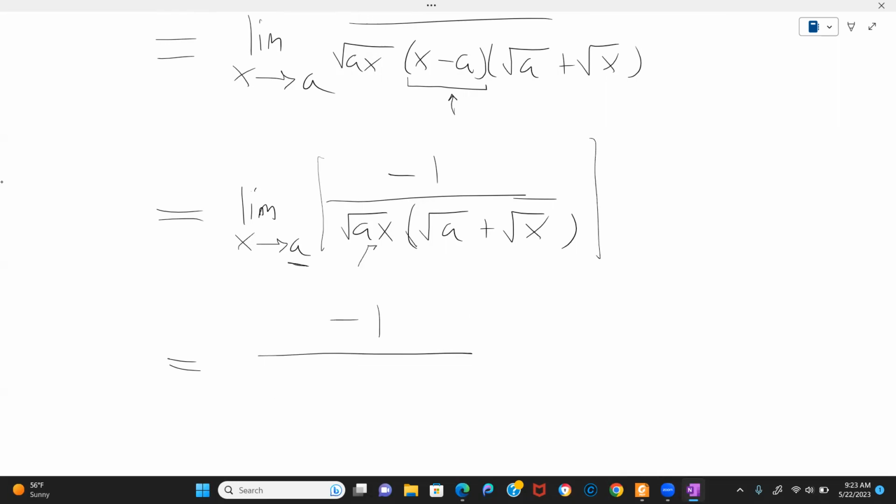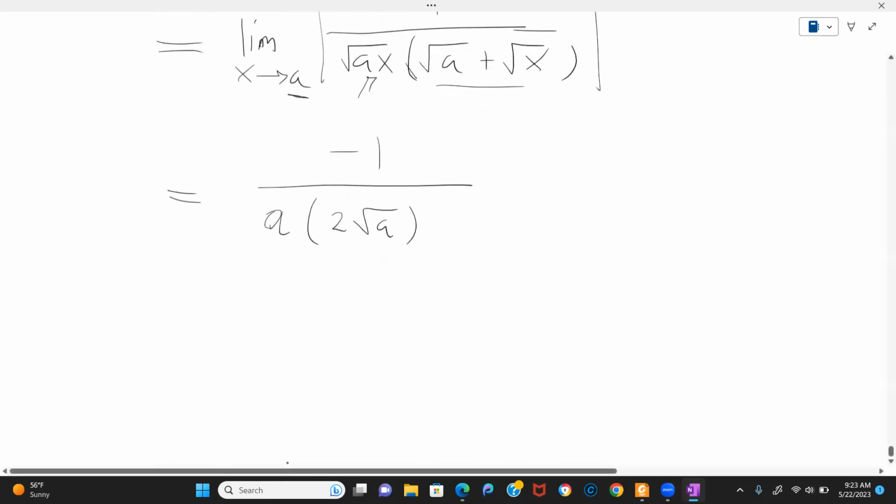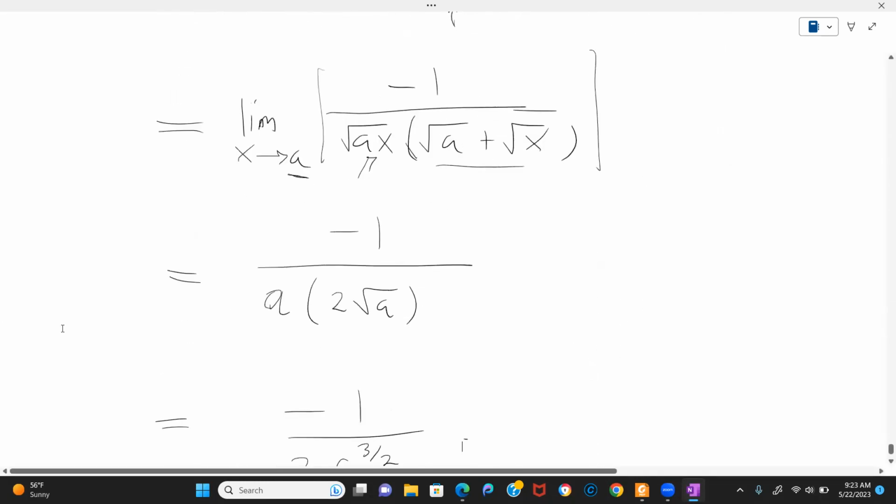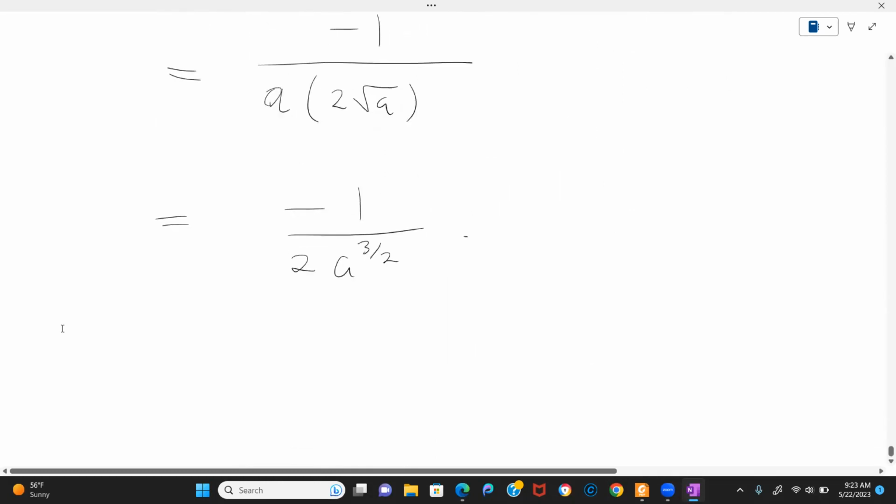So you get right here square root of a times a. So that's square root of a squared. So you get a. And then right here, you're going to get 2 times square root of a. And then if you simplify that a little bit, you get 2 times a to the 3 halves. So now, I know that was a lot of steps, but take some time to appreciate how far we've come. Because remember the original limit definition, that was epsilon delta, right? You had to do epsilon deltas.